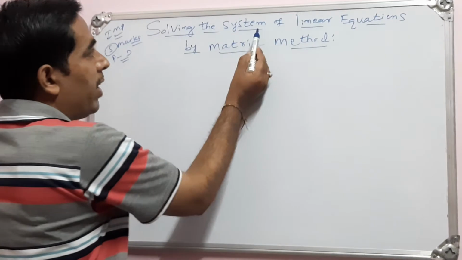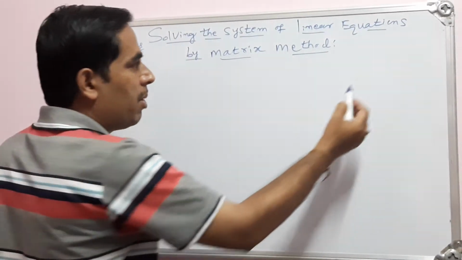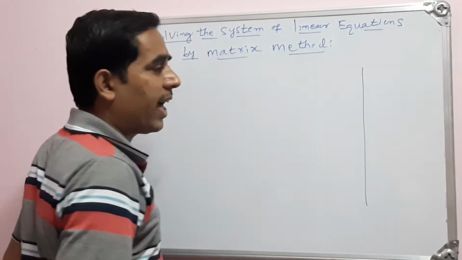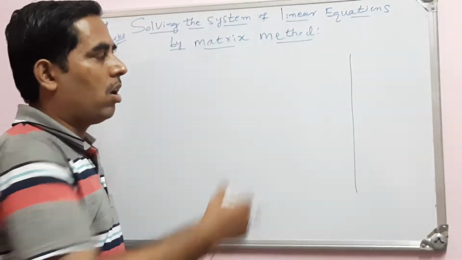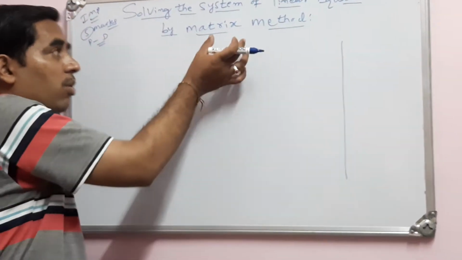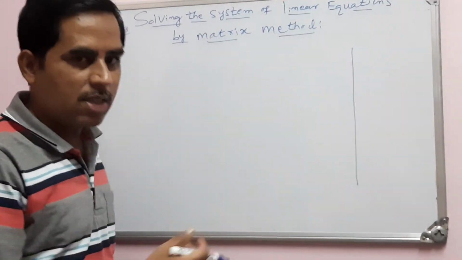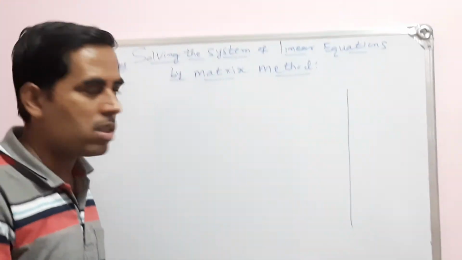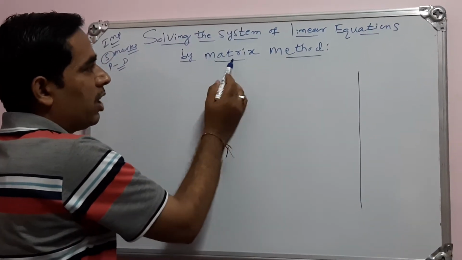We can solve systems of linear equations by various methods. In our previous classes, we solved systems of linear equations by the graphical method, or we can simply solve those equations. This is also one of the methods. Here we use the concept of matrices and determinants to solve the system of linear equations. That method is called what?